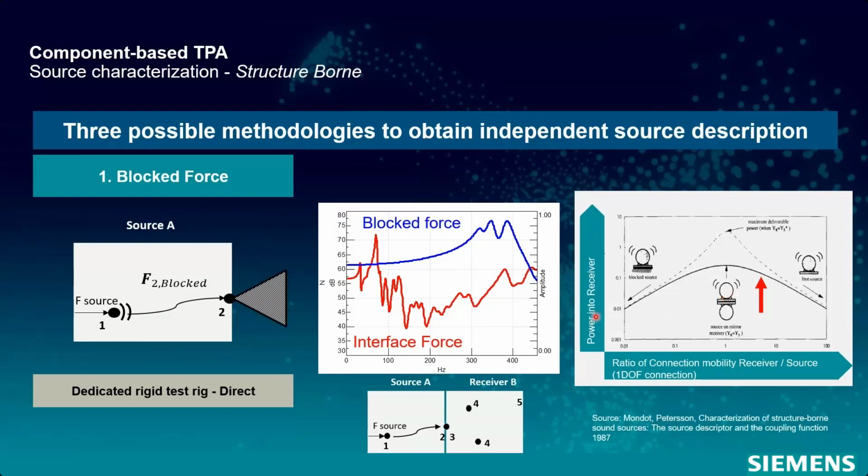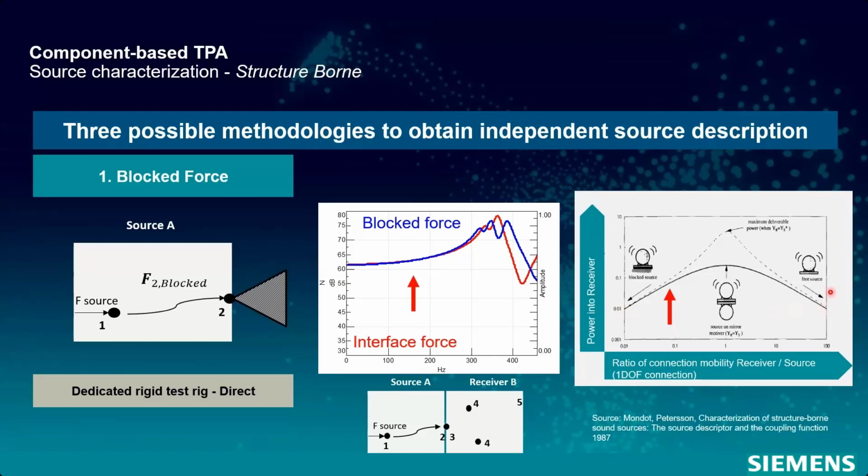But just to give you an idea about the differences between blocked force and interface force, if the receiver has a certain stiffness compared to the source, you get interface force that is different. If we make the receiver more stiff, we slowly merge towards the blocked force condition. Another procedure, so blocked force is, like I said, a good description of the source because it's only relying on the source mechanism.